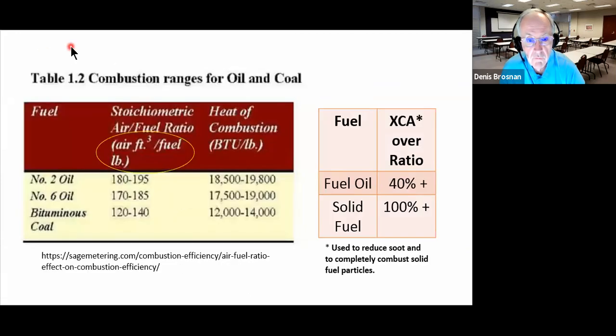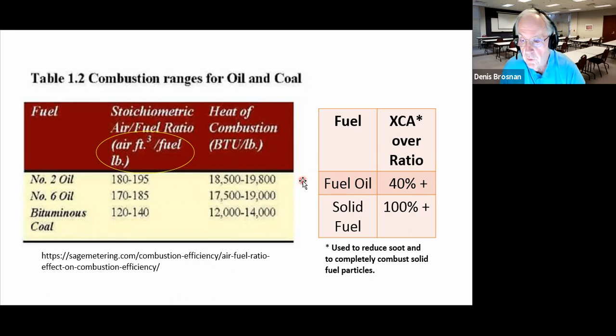Now, in the same line of thought, here's some combustion ranges for oil and coal. This was stated as air cubic feet per pound of fuel. That's a little different for us to comprehend, but we get some heats of combustion here that are BTUs per pound, and you can see that these liquid and solid fuels are packed with the potential to supply heat. I added this little table over here in the slide.